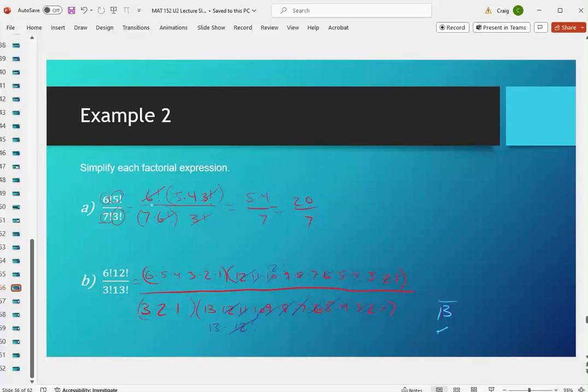We can cancel out these 3s, 2s, and 1s. So that takes care of our denominator. In the numerator, everything is canceled out except for 6, 5, and 4. That is 30 times 4, which is 120 over 13.